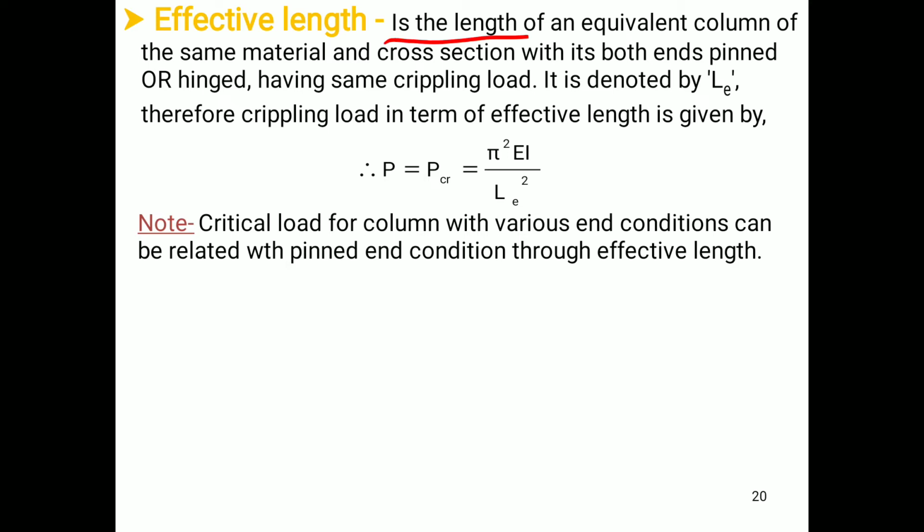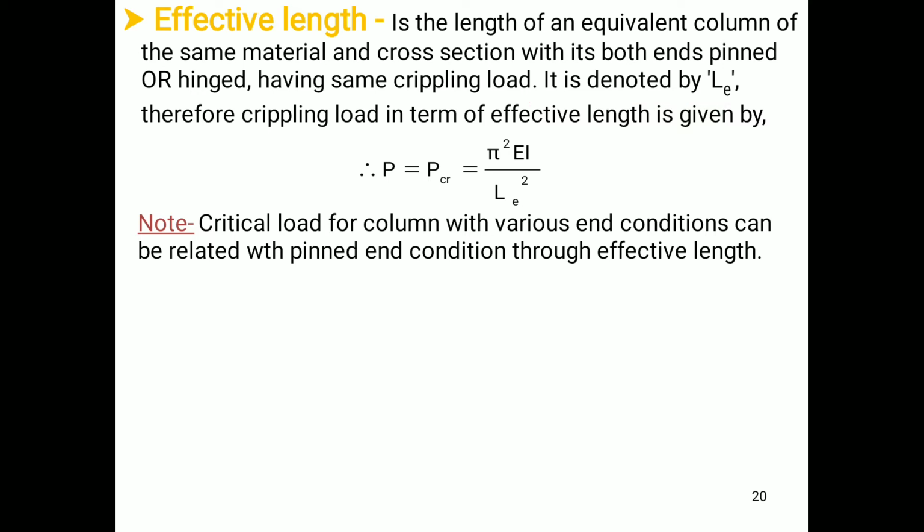It is the length of an equivalent column of the same material and the same cross section with both its ends pinned or hinged, which has the same crippling load. Okay, so effective length is nothing but the length of an equivalent column. That column is made up of the same material and has the same cross section. The end condition should be a pin support or hinge support, and it is subjected to the same crippling load. It is known as the effective length. It is denoted by the letter L suffix E, that is, Le.